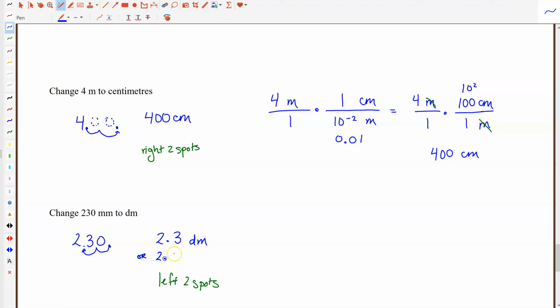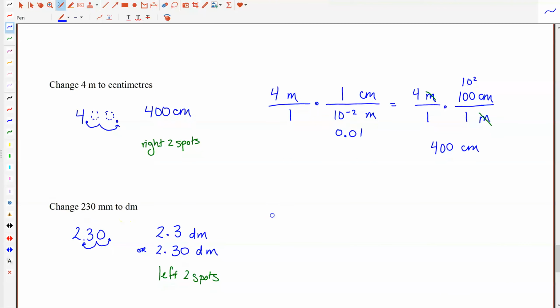Or you could write it as 2.30. And this one, if you wanted to, you could keep that 0, which will talk about the degree of accuracy that this measurement was done to. Alright, so that's using the table. Now if we wanted to set up conversion factors, the 230 millimeters would go over 1. And again, the units I'm trying to cancel would go on the diagonal, which would be down here.